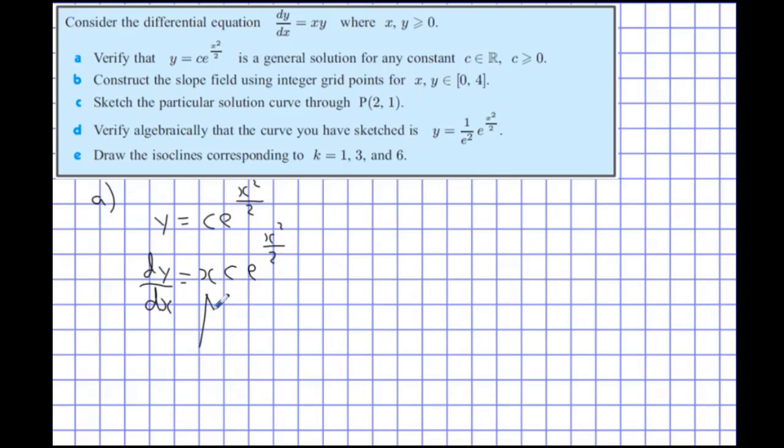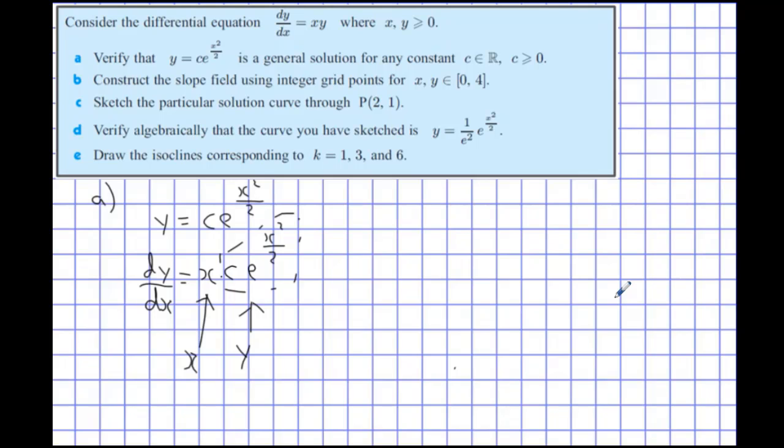So this is obviously x. And we were given in the question that y equals c e to the x squared over 2, so that is y. Okay, now we just need to deal with this bit of c being greater than 0. So we're told that x and y are both non-negative, which means that dy by dx could never be negative.